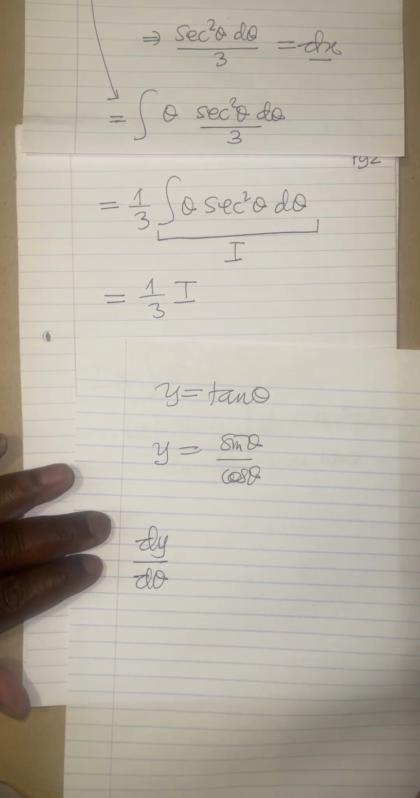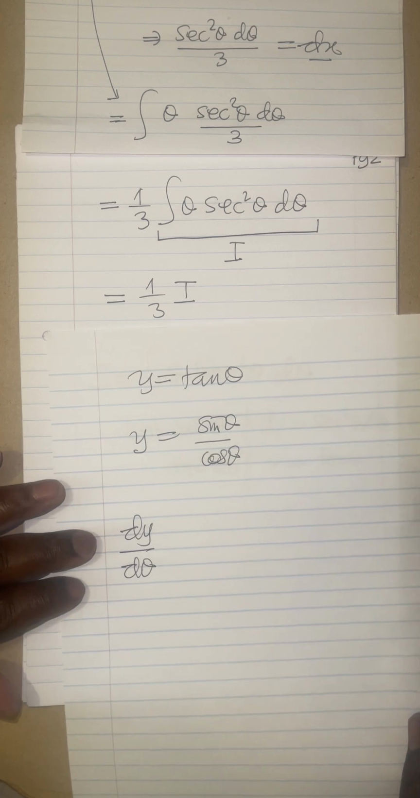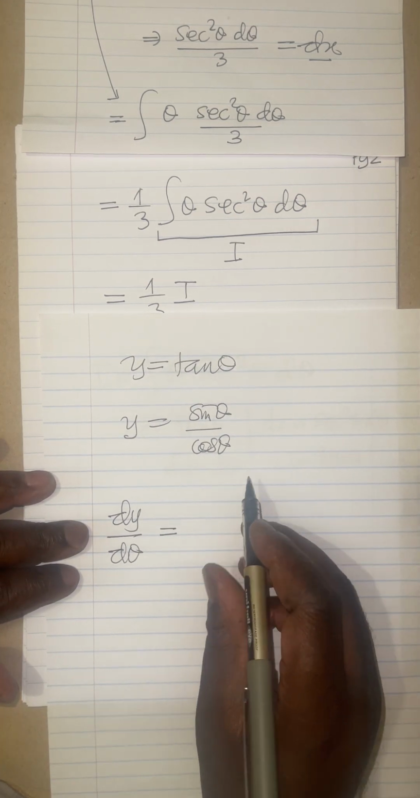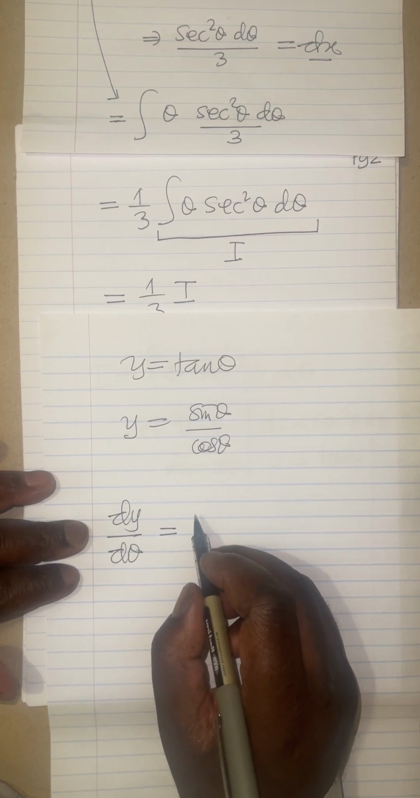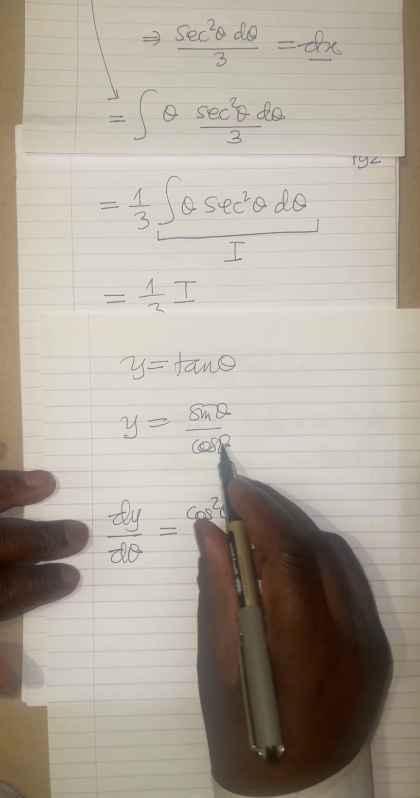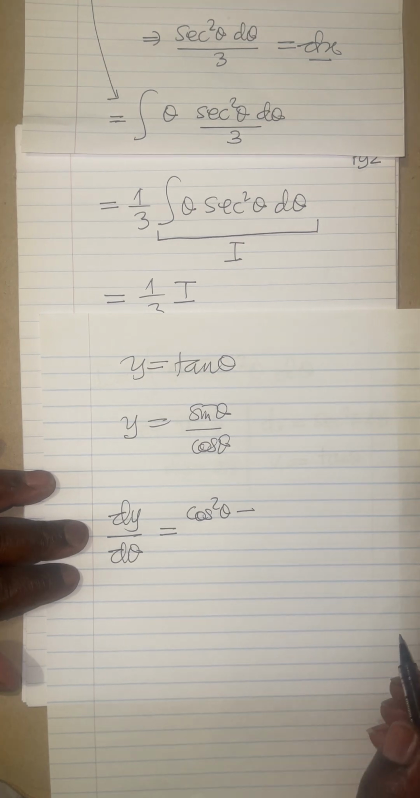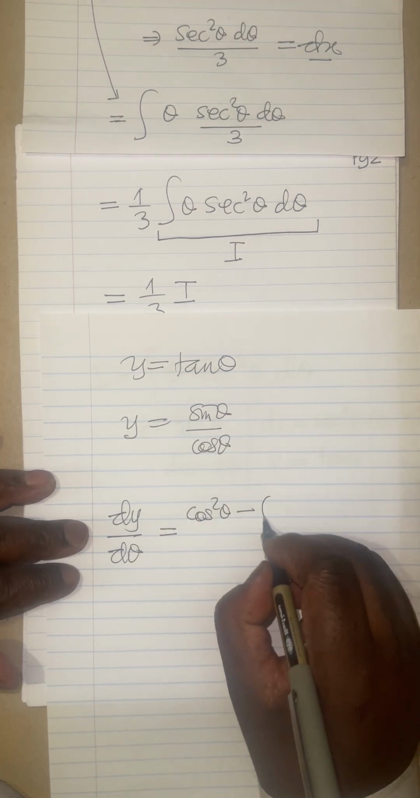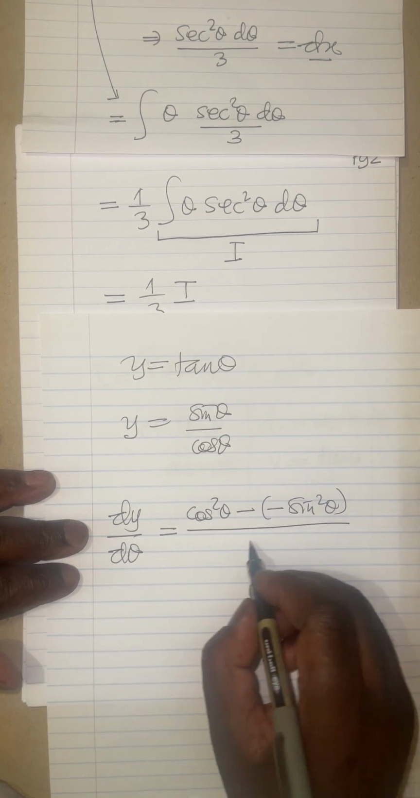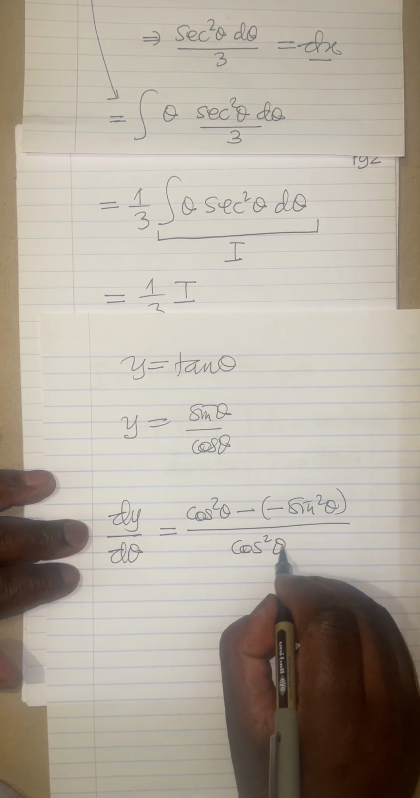Dy d theta is going to be equal to, remember the quotient rule, differentiate sine, the answer is cosine, multiplied by cosine, so it will be cos squared theta, minus the derivative of cos theta, which is minus sine theta, times sine theta, so it will be minus sine squared theta, all over the square of the denominator, which is cos theta, and we square it.